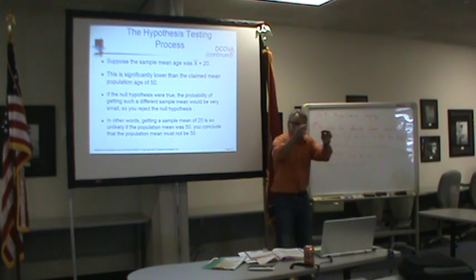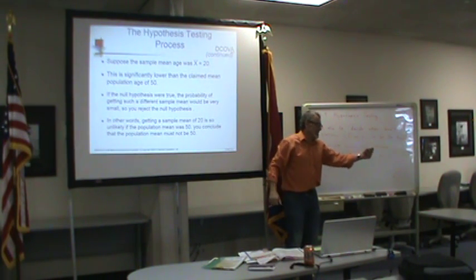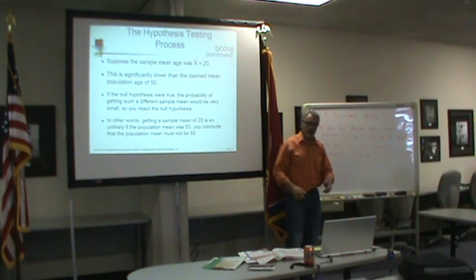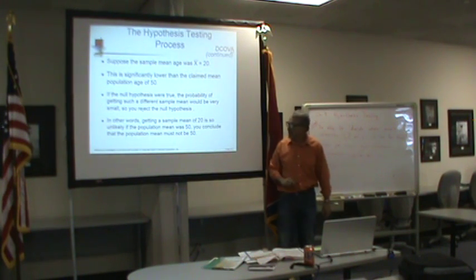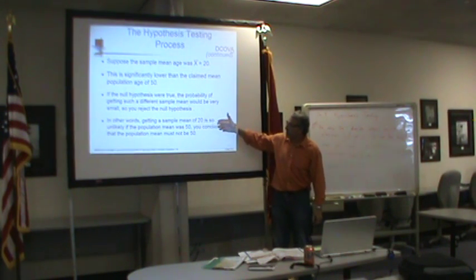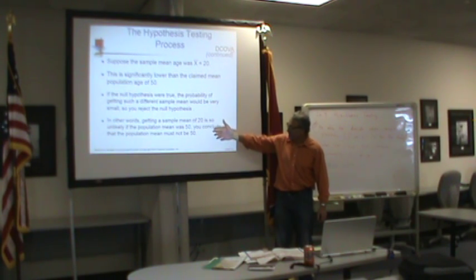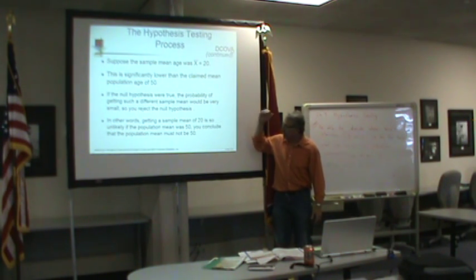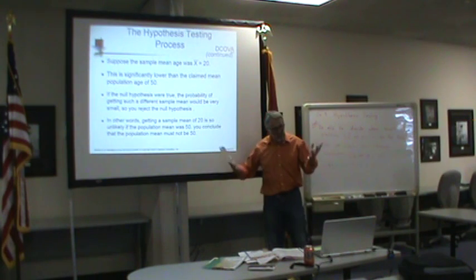We know how that probability curve goes, and there is a probability that if we had a population with a mean age of 50, we could take a sample and maybe get 20, but the probability is so darn small, 0.00001, that it's so unlikely that anybody with any sense who's working on a process is going to say, I need to take some action. In other words, getting a sample mean of 20 is so unlikely that, if the mean of the population truly was 50, you conclude that that's not right.